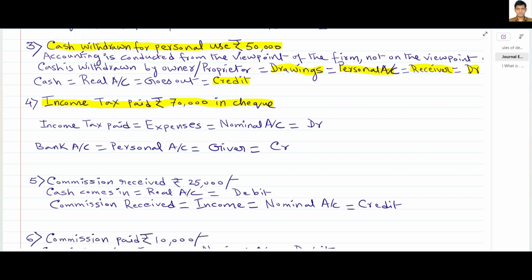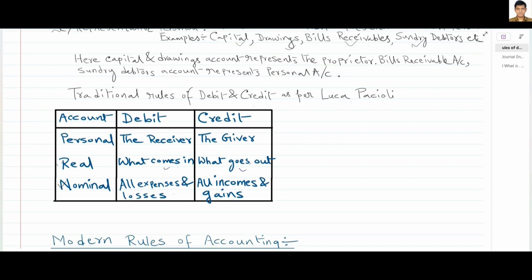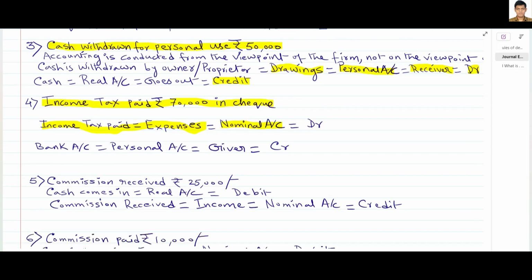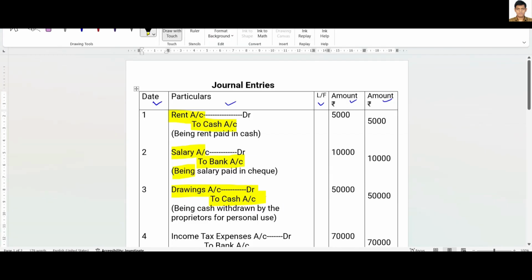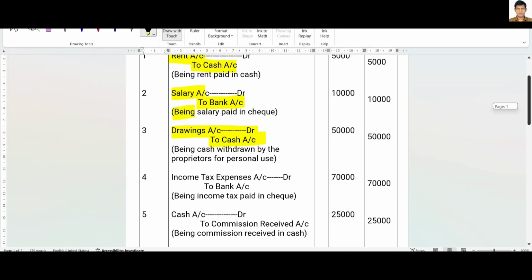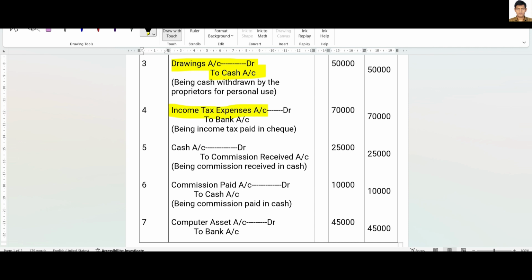So here the income tax is an expense and all expenses and losses are nominal account, and in case of nominal account all expenses and losses are debit. So here it will be the debit. And here the bank, as we all know, will be the personal account, and in this case the bank is giving money to the income tax department on our behalf. So the bank is the giver, and so it will be the credit. And the journal entry will be income tax expenses account debit to bank.